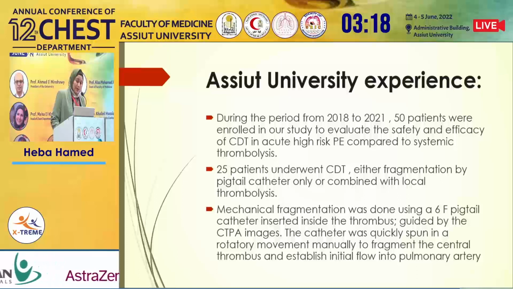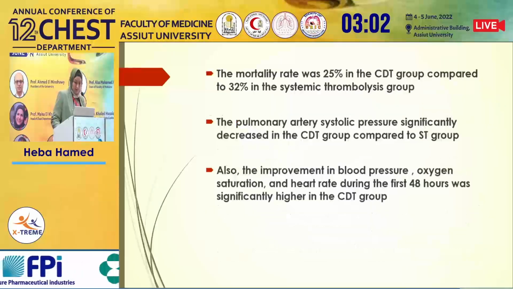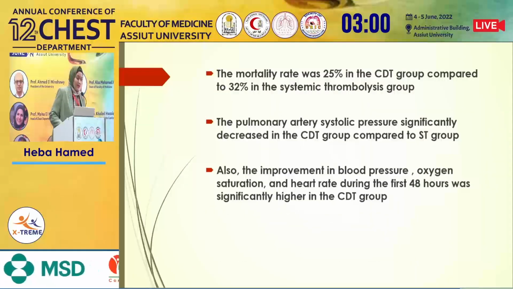Mechanical fragmentation was done using a 6 French pigtail catheter inserted inside the thrombus, guided by CT images. The catheter was quickly spun with a rotational movement manually to fragment the central thrombus and establish initial flow into the pulmonary artery. The mortality rate was 25% in the catheter-directed therapy group compared to 32% in the systemic thrombolysis group.